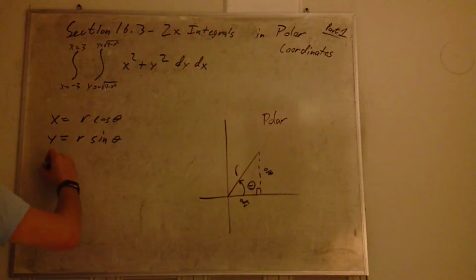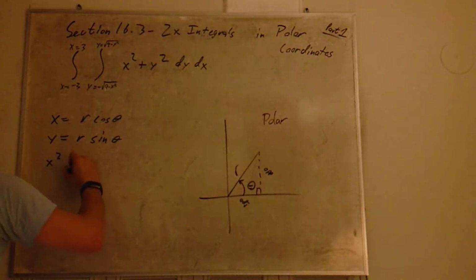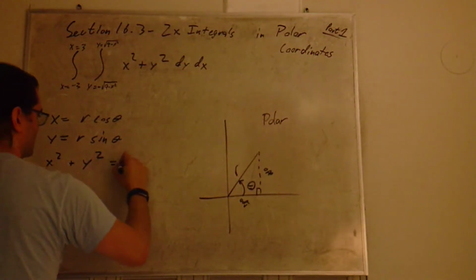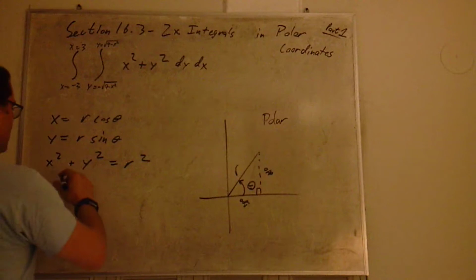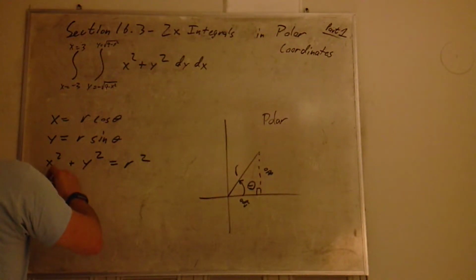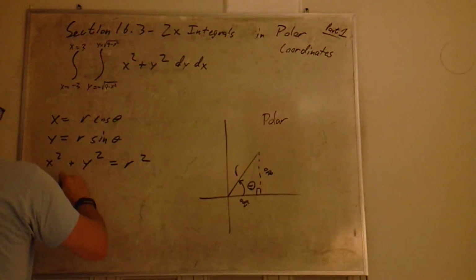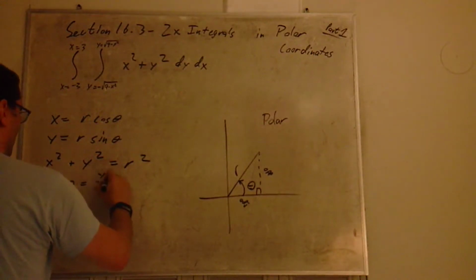Pythagorean theorem can be of some assistance here. The triangle also gives us x squared plus y squared equals r squared. This is going to be extremely useful for us. Maybe you can already tell how. And maybe we won't use this one as much, but the tangent of theta equals y over x.